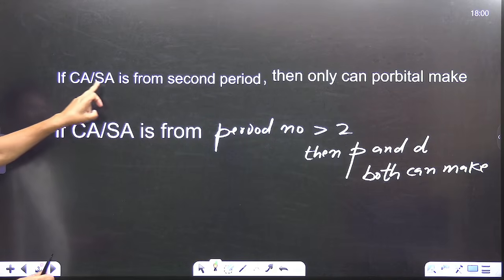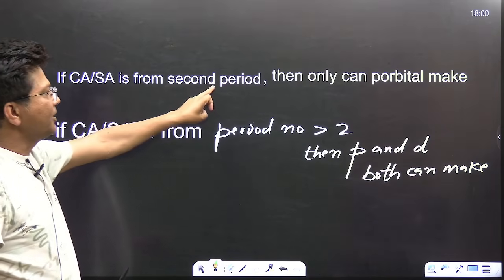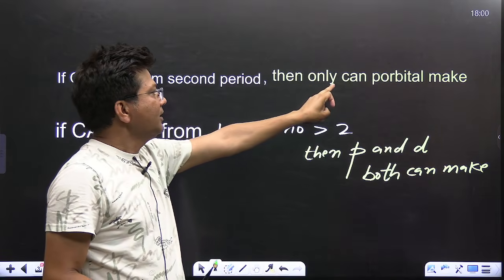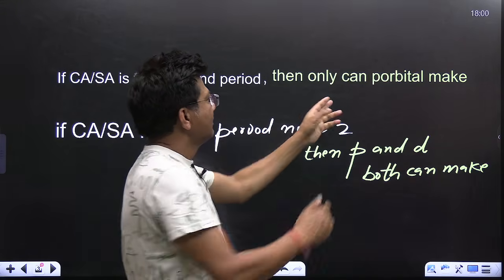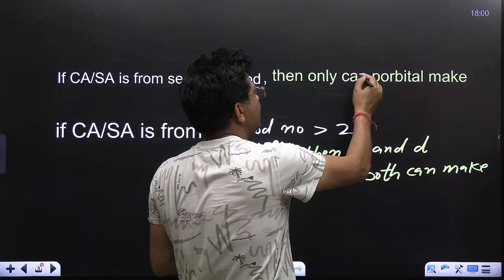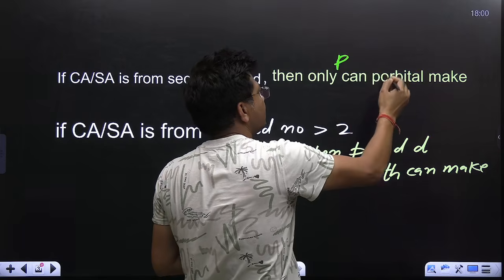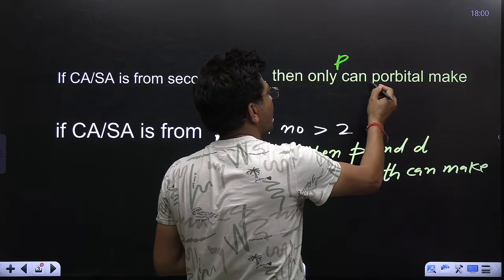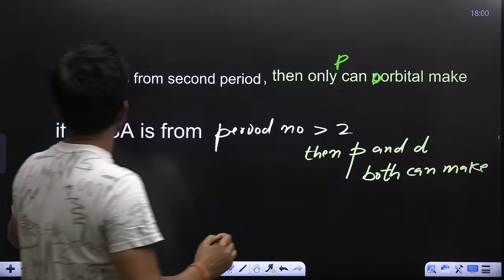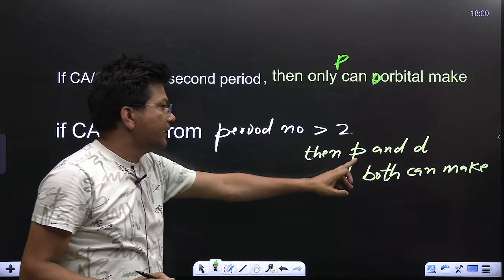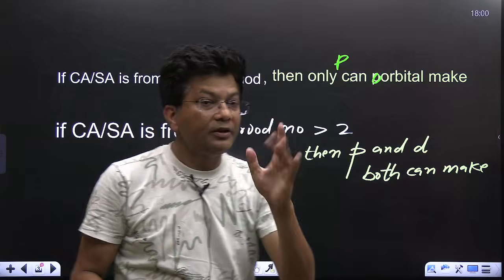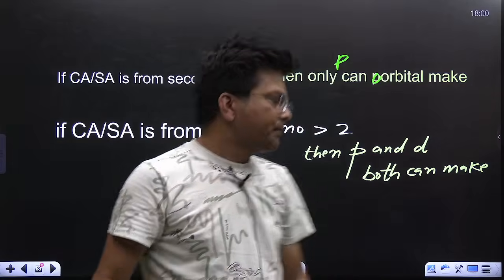If the central atom's surrounding atoms are from the second period, then only p orbital can make the bond, and if the central atom's surrounding atom is from a period number greater than 2, then p and d both can make it. I have already told you this on the previous page.